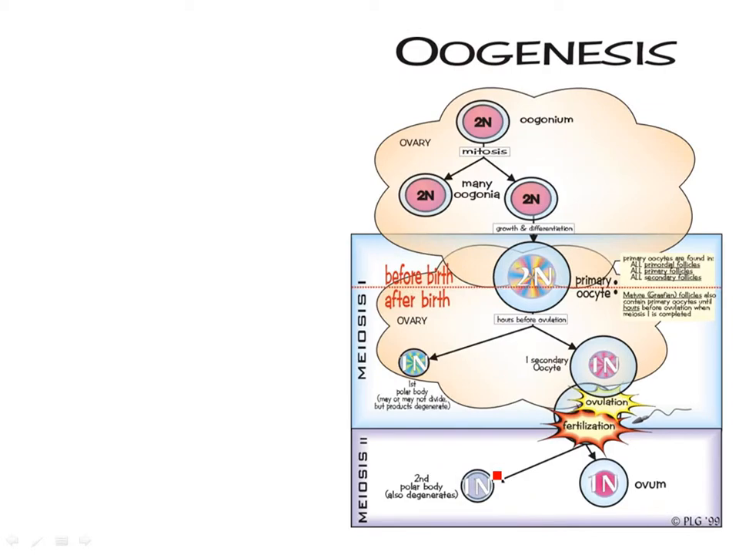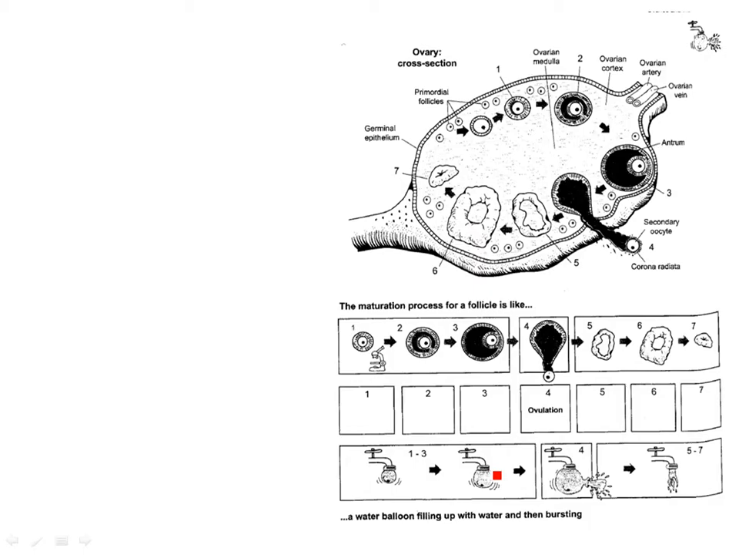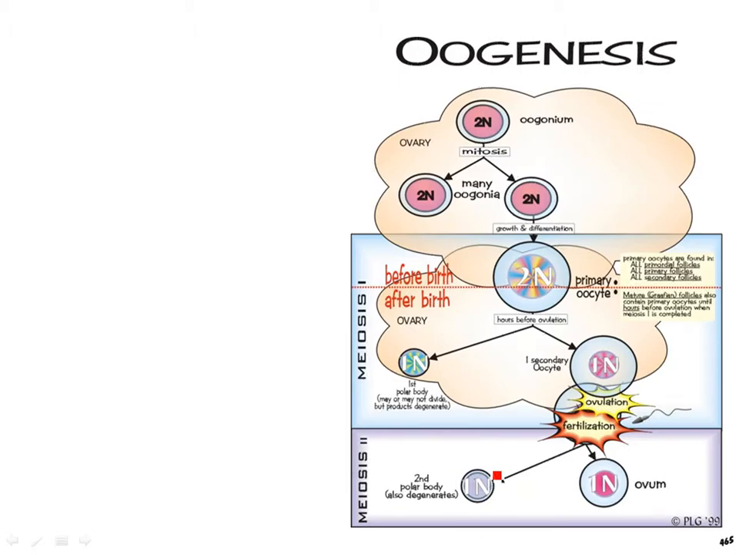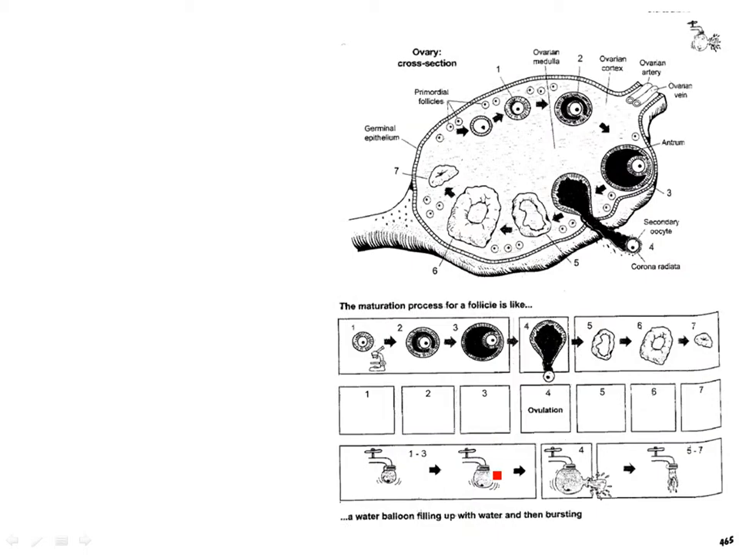So let's talk a little bit now about what's going on with this entire process. Let's look first at this particular slide, and you can see here is an ovary, and we begin this whole process with primordial follicles. These are created long before birth, and those primordial follicles are then going to develop into structures known as primary follicles.